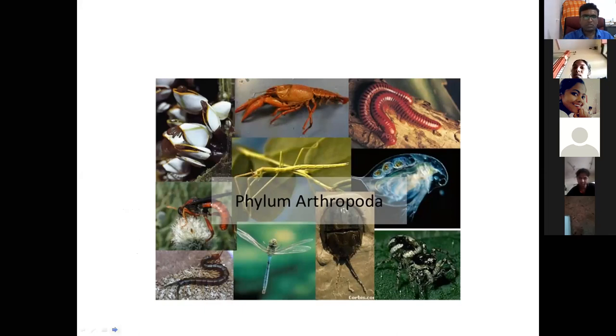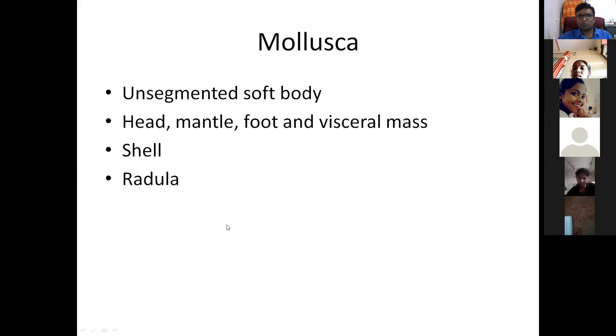So these are the different arthropods. The next group of animals is the phylum Mollusca. What do we call them commonly? Common name for phylum Mollusca.